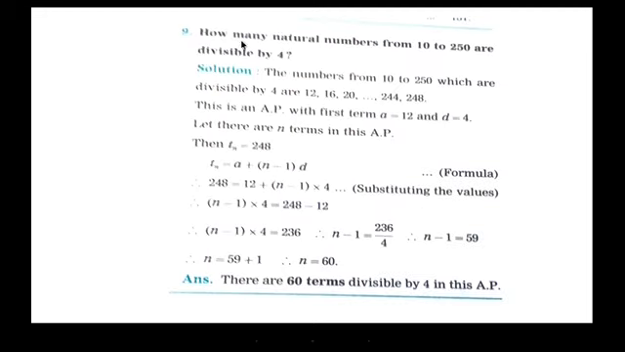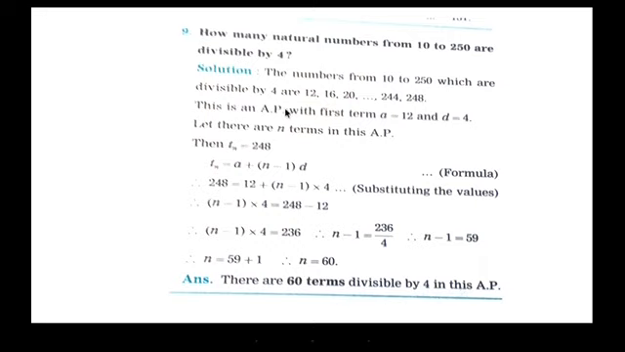Ninth one. How many natural numbers from 10 to 250 are divisible by 4? In the same way, now here we are not given the AP directly, but we are told what the AP is. That is, the AP is the set of natural numbers from 10 to 250 which are divisible by 4. So we can write the AP. So the first natural number after 10 divisible by 4 is 12. So you can write the table of 4. Okay. So the AP will be 12, 16, 20 and so on. The last term will be 248.